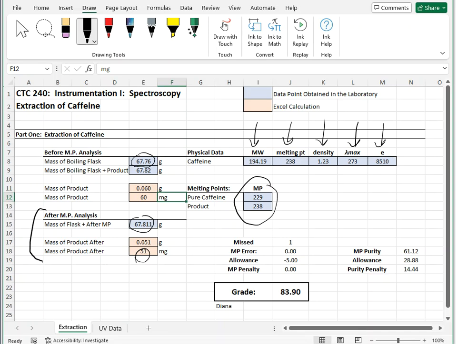Okay, so that is where we will end this lab experiment discussion. In part 2, we will talk about what we need to do on the UV side of the house. In that video, we'll go into more details about standard prep, sample prep, and some UV settings that we need to go through.